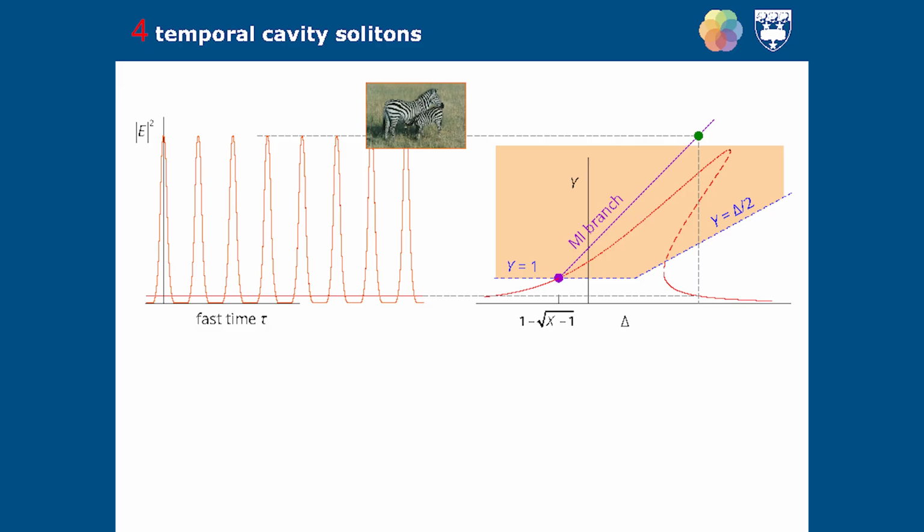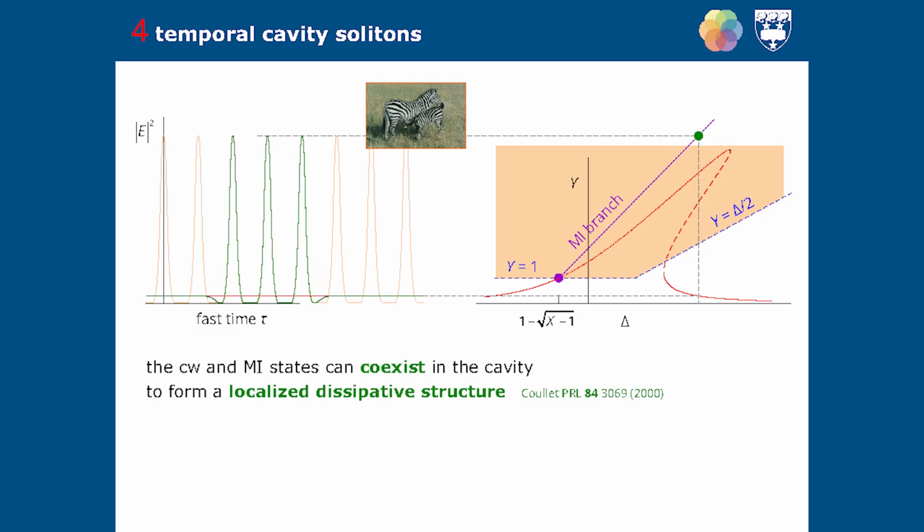So you're familiar with this idea that we have these patterns that appear through modulation instability, and they exist within this orange region. Well, if you look a little bit further in the orange region, in particular past this point here, we can have the pattern, but at the same time, we can have the low power solution at the base of the bistability. So we can have a coexistence between the pattern solution and the lower state solution.